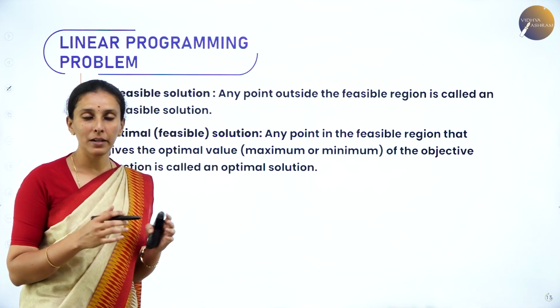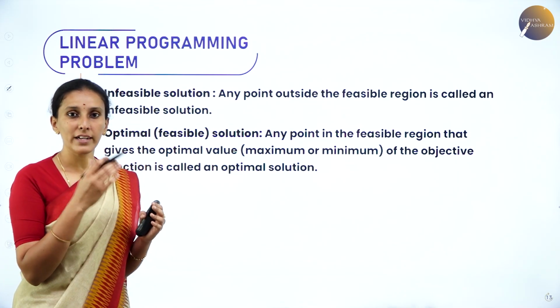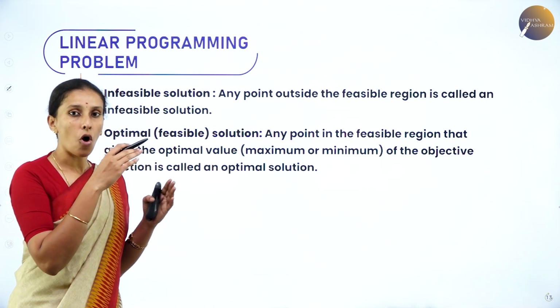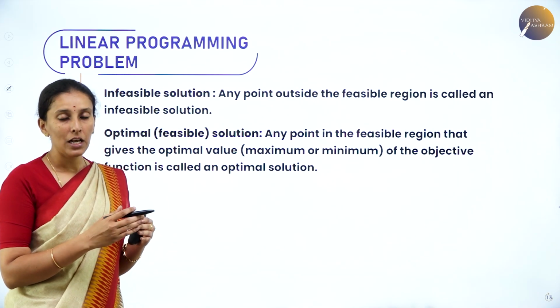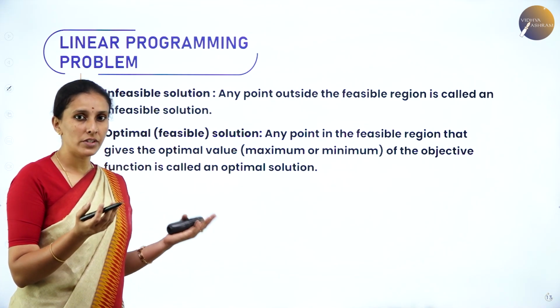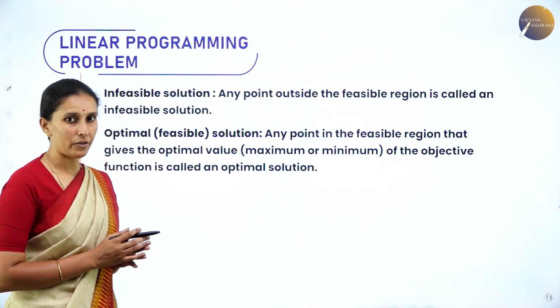So we have a feasible region. Any point inside the feasible region or on the boundary is called feasible. Any point outside the region is called infeasible.